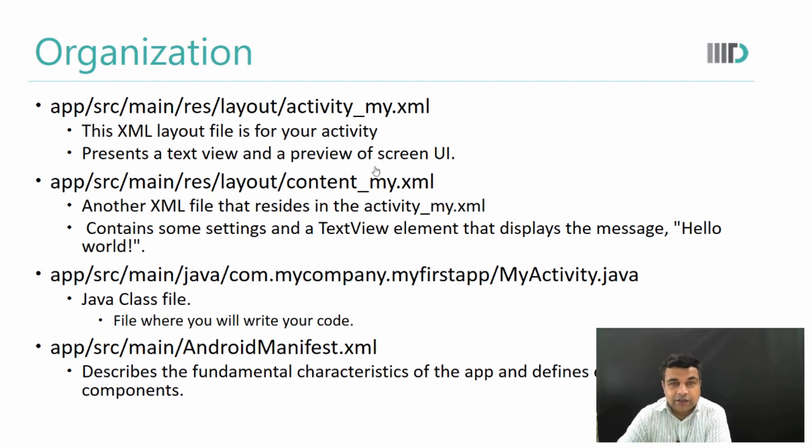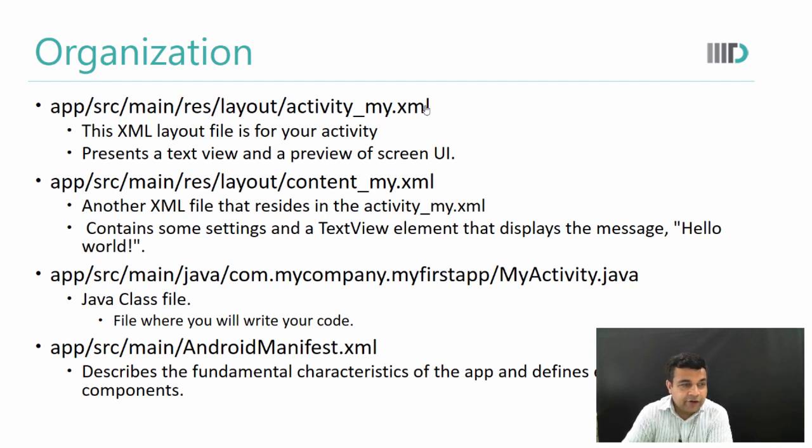First, let's go into the organization of your application. We did not cover this part last time, however, we will be covering it this time. As you go through the organization structure, you will find different folders. And let's say we choose a folder app, src, main, res, layout. In that, we will have an XML file which will correspond to our activity that we have created. So if I had given the name my activity, my XML will be named as activity_my. This is the XML layout file for my activity. And this XML layout file provides me a text view and a preview of a screen UI, as you can see.